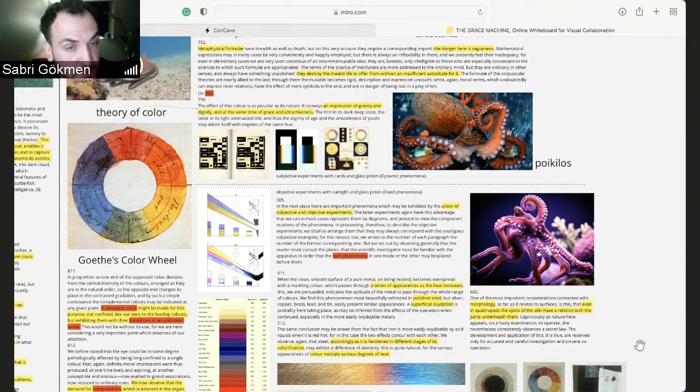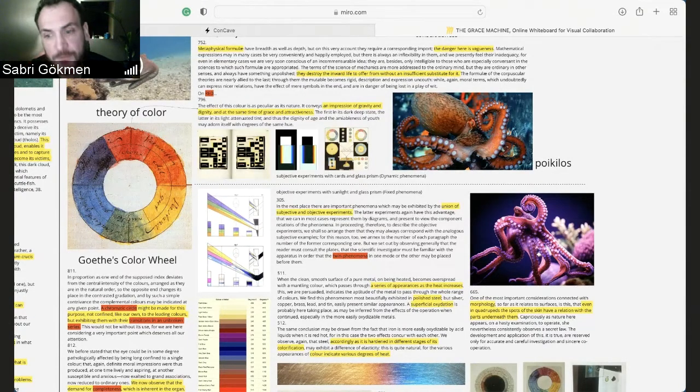And he also talks a lot about individual effects of the color. So I think this also goes along with the subjective experiment. So basically when he talks about red, he says the effect of this color is as peculiar as its nature. It conveys an impression of gravity and dignity, and at the same time of grace and attractiveness. The first in its dark, deep state, the latter in its light, attenuated tint, and thus the dignity of age and the amiableness of youth may adorn itself with degrees of the same hue, right?